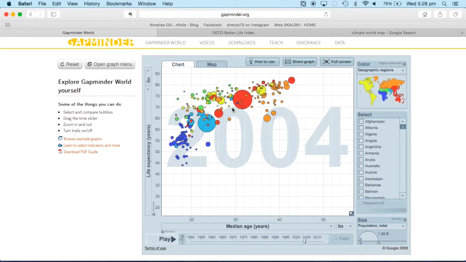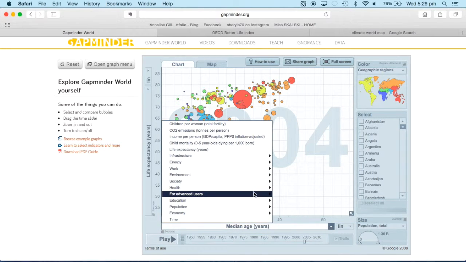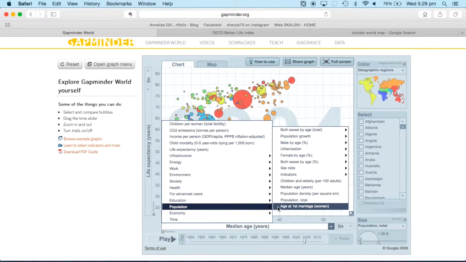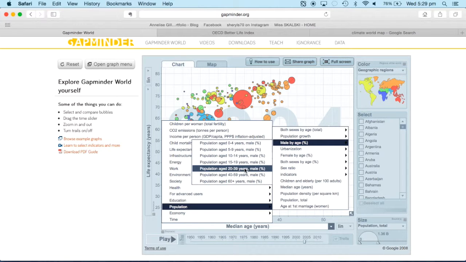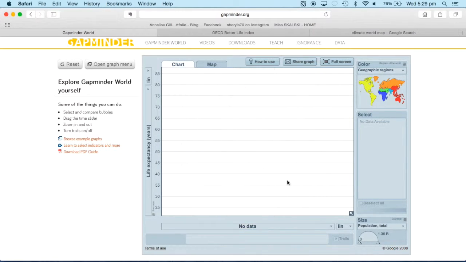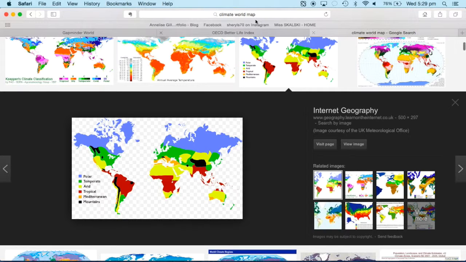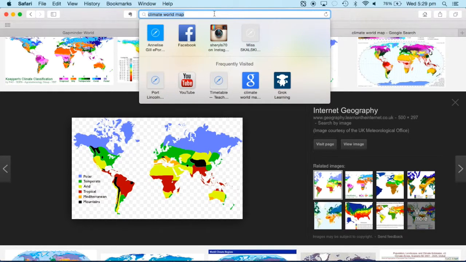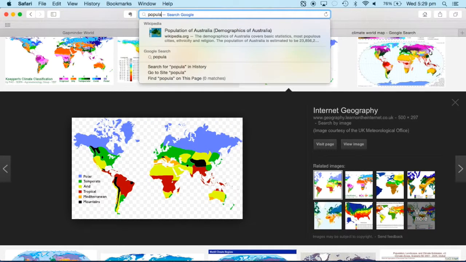Okay, we can also look at the sex of the people, so whether they're male or female. Unfortunately, I think we can look up the percentage of males. No. So a lot of the population data about male and females is missing from Gapminder. So there is another way where we can find out how many men and how many women there are in a country.